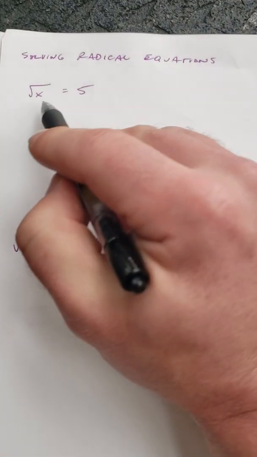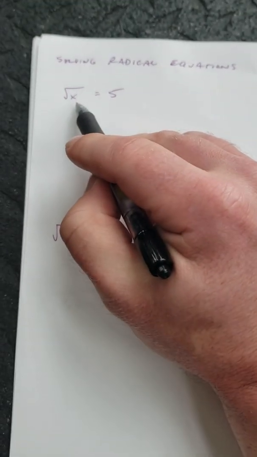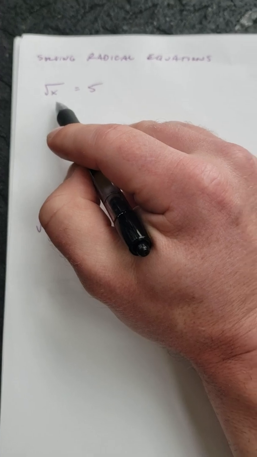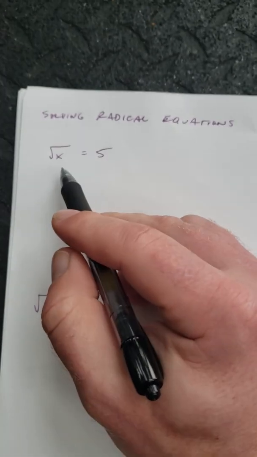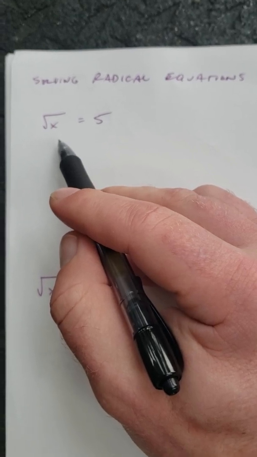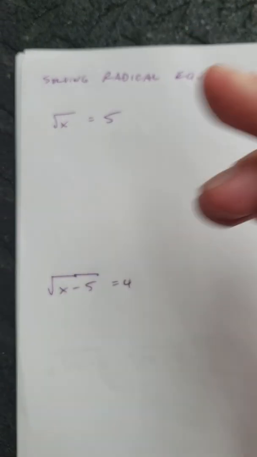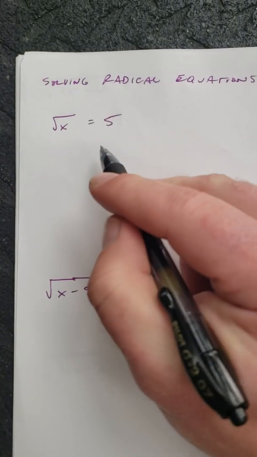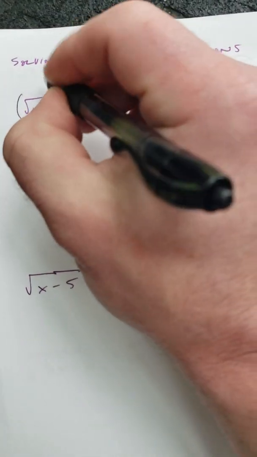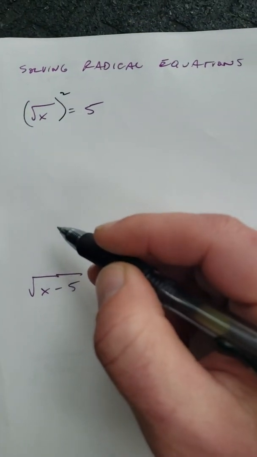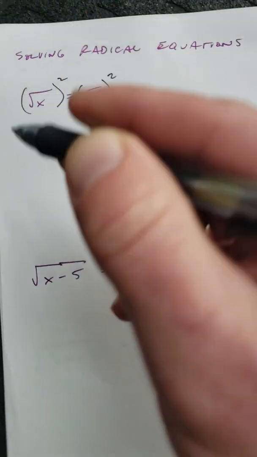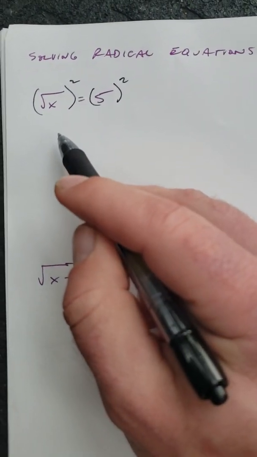All right, so let's take a look at this first one here. We have square root of x equals 5. Now, here's the deal. Our job, and let's go back to Algebra 1. What were we doing in Algebra 1? We had to get x by itself. So to get x by itself, we're going to take this side and square it. And if we do something on one side, we have to do it to the other. Now, the whole side.